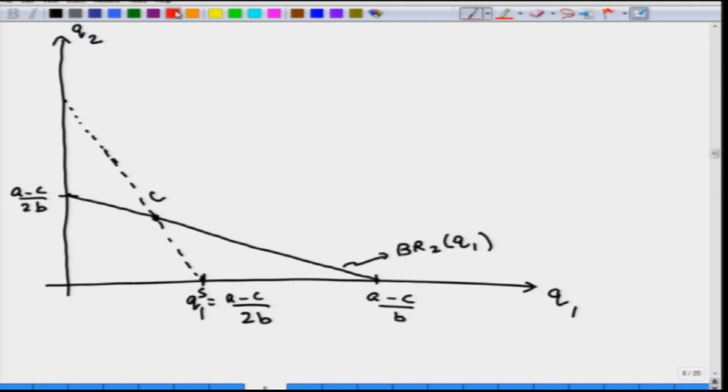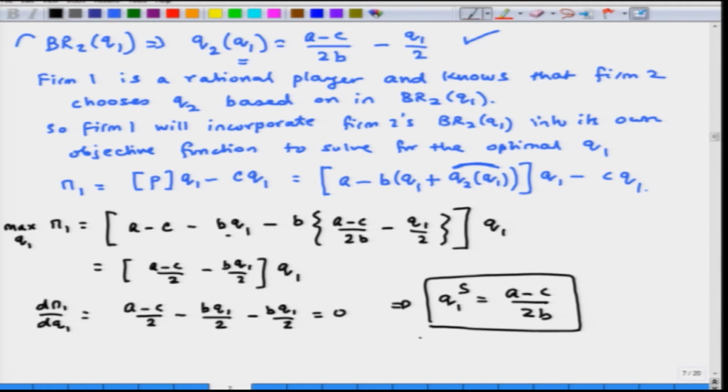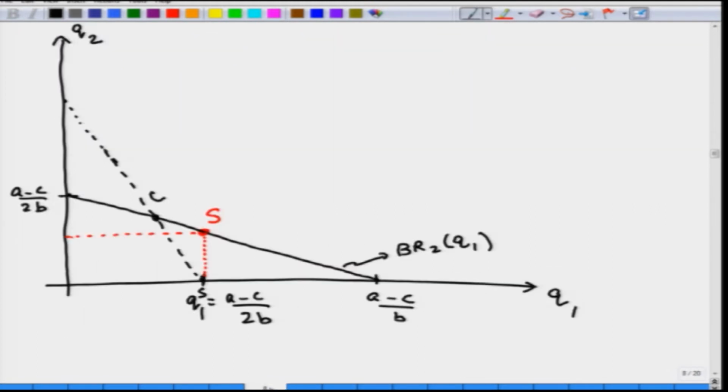And given that firm 1 is choosing this output, firm 2 is going to choose its output based on its best response function. So, this is the Stackelberg output. So, firm 2's output is going to be, if I look at firm 2's best response function, A minus C divided by 2B minus Q1S divided by 2, which is A minus C divided by 2B divided by 2. So, the output produced by firm 2 is A minus C divided by 4B. So, this is the output produced by firm 2, and that output is here.